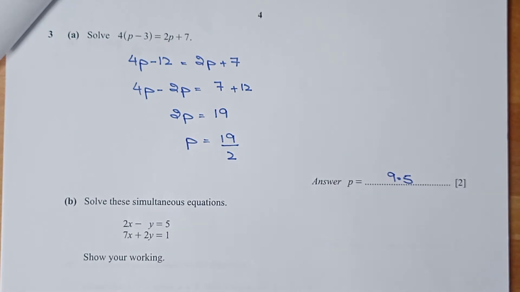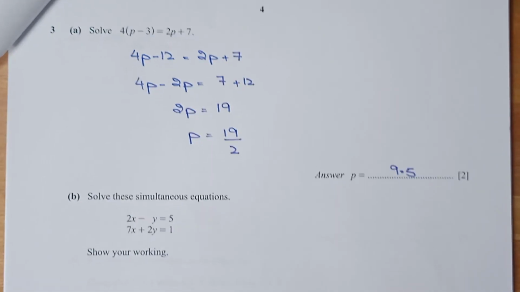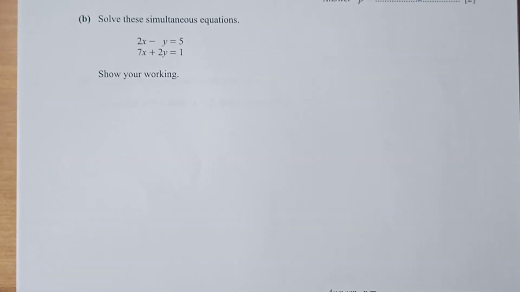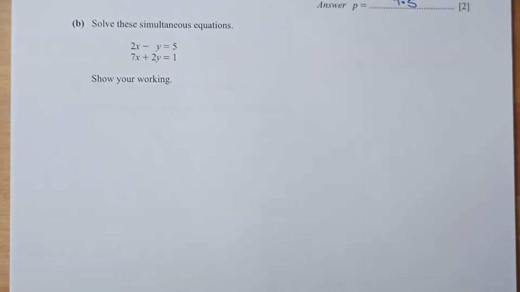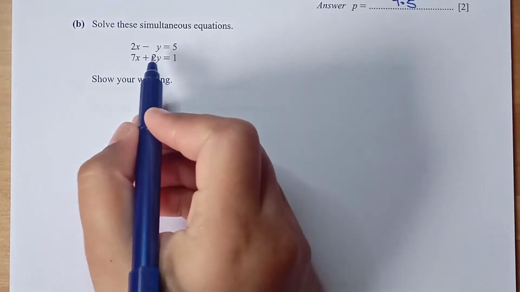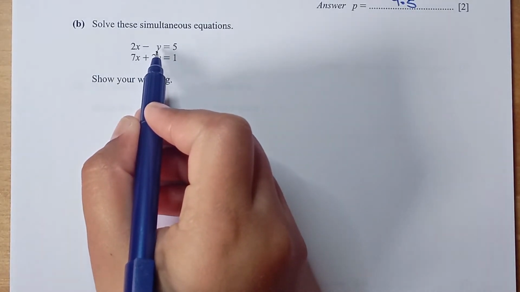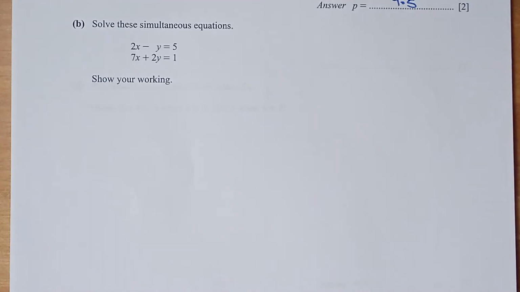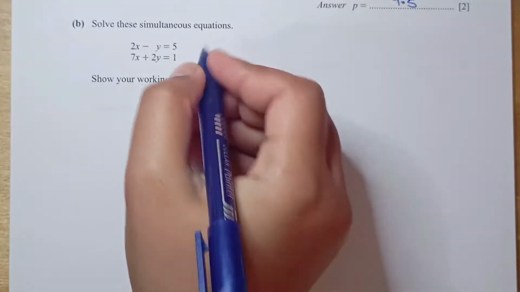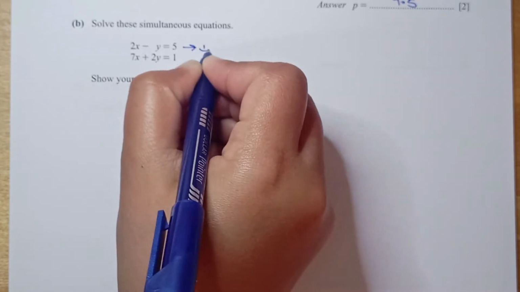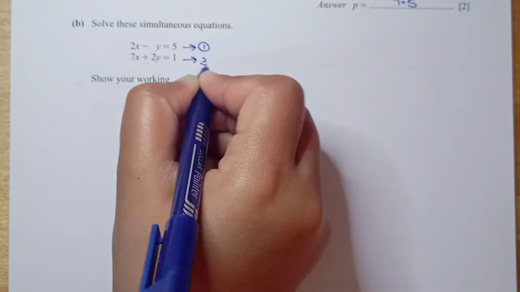Now for the B part, solve these simultaneous equations, show your working. So we have a given system of linear equations. We can solve it by using the method of substitution or the method of elimination. As we can see in the first equation, the y coefficient is -1, so I would like to use the method of substitution. I can name them equation 1 and equation 2.